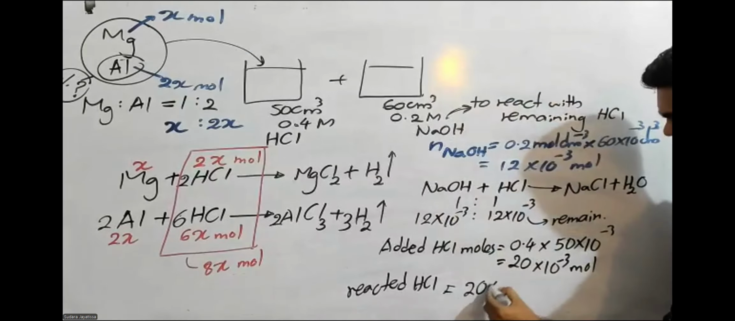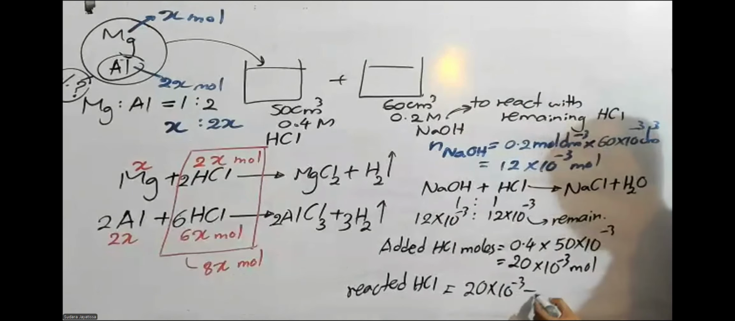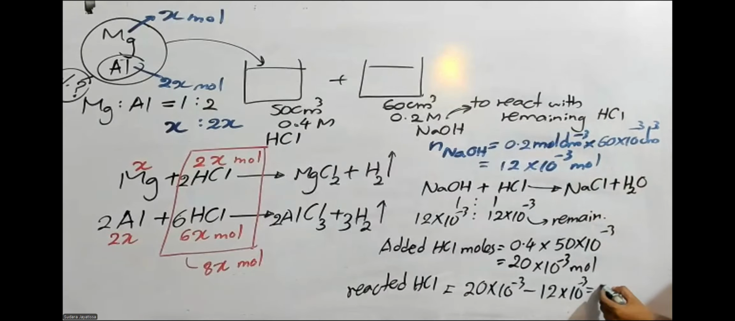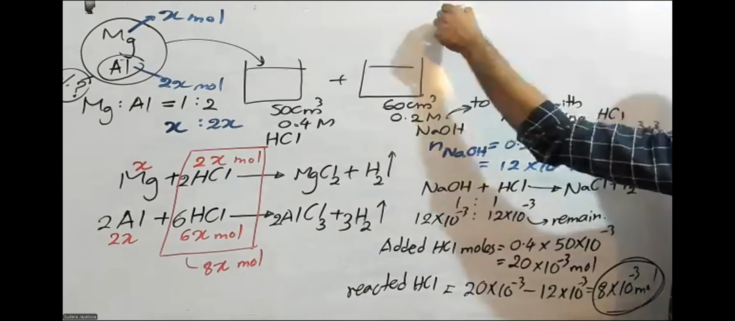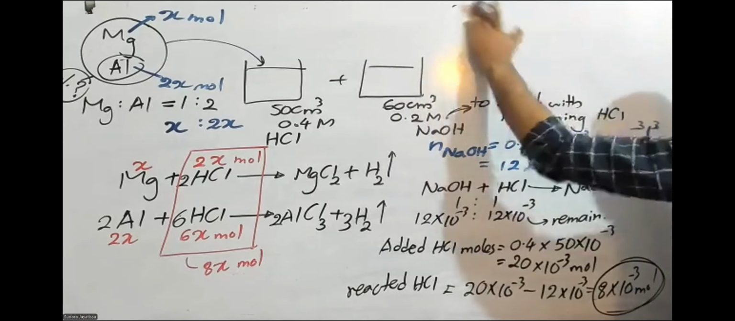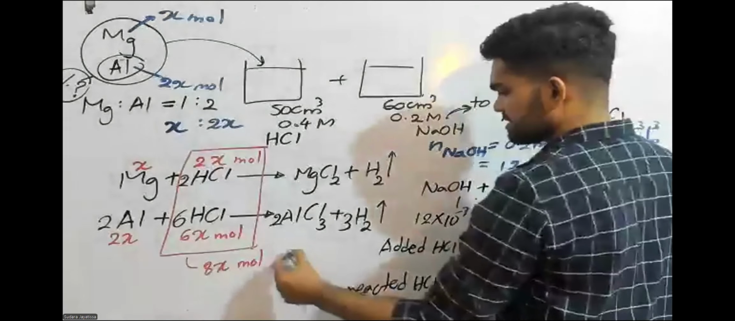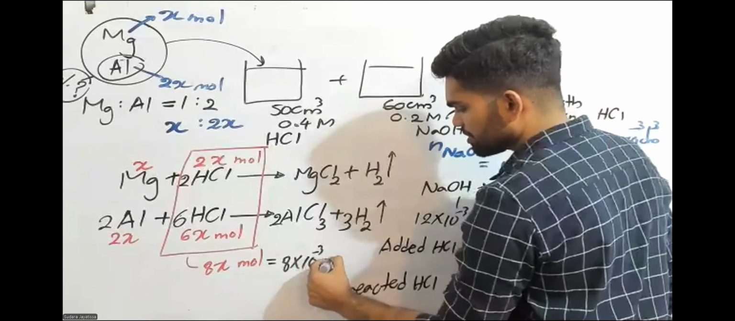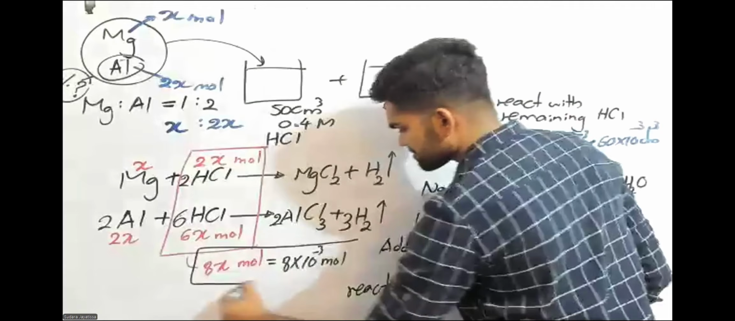So from 20 into 10 to the power minus 3, we have to subtract 12 into 10 to the power minus 3. So what is the answer? 8 into 10 to the power minus 3 moles have reacted with this sample. Okay, which means our 8x is equal to what? Our 8x here is equal to 8 into 10 to the power minus 3 moles, no? That's what it is telling.